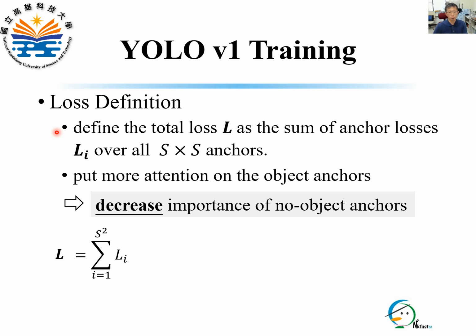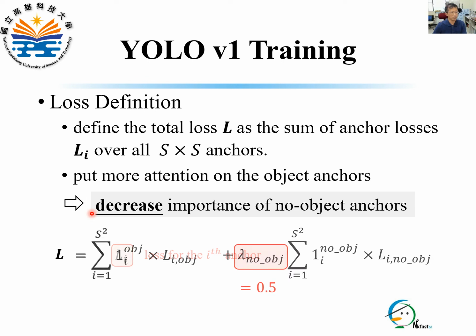After introducing how to encode the ground truth labels by using anchors, we then define the total loss L used for training YOLO v1. L is defined as the sum of anchor losses Li over all anchors. To put more attention on the object anchors, YOLO v1 decreases the importance of non-object anchors. This is achieved by re-expressing L as the weighted sum of losses from object and non-object anchors, and setting the weight for non-object anchors as 0.5.